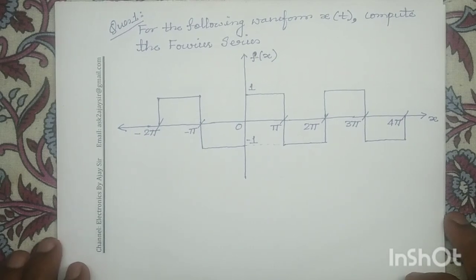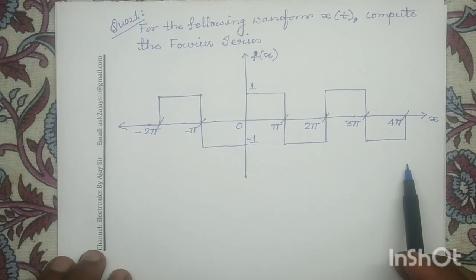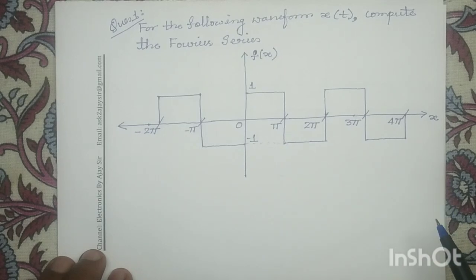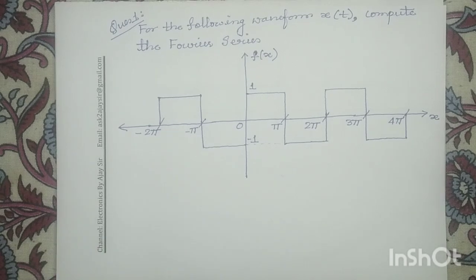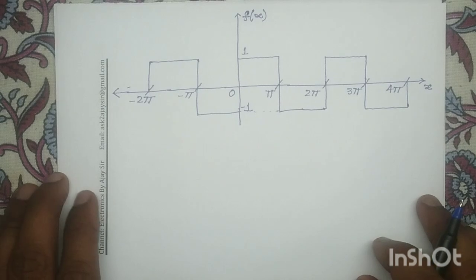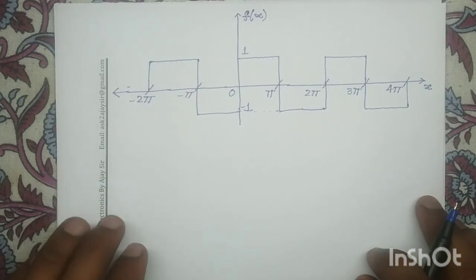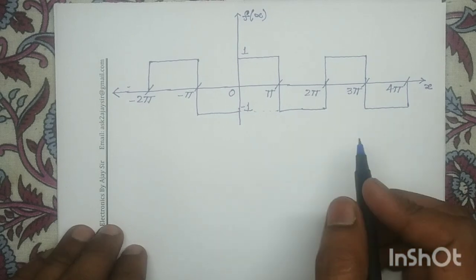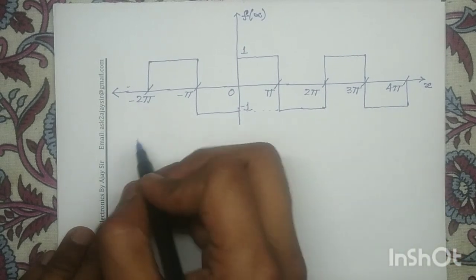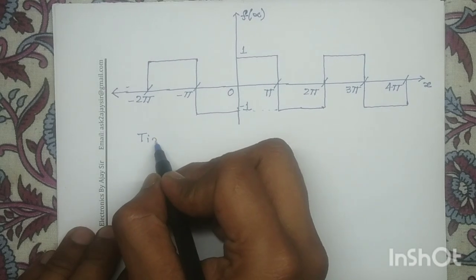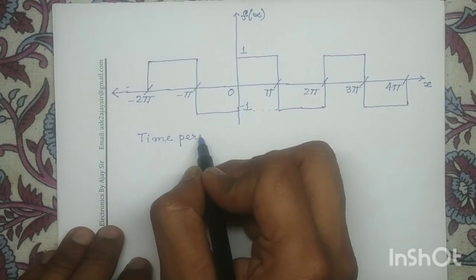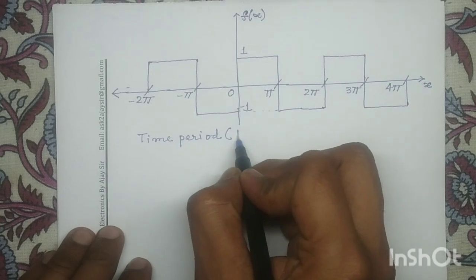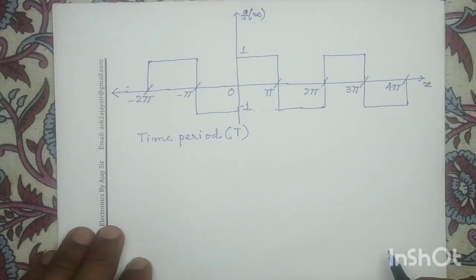So in this question, a periodic waveform is given to us, and for this periodic waveform we will perform the Fourier series expansion. First we will compute its time period. Since this waveform is repeated after an interval of 2 pi, the time period T for this given input waveform is 2 pi.